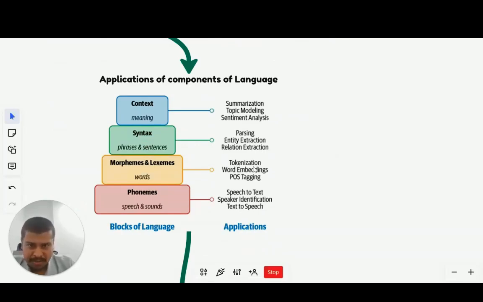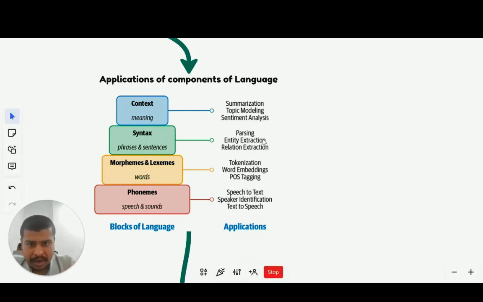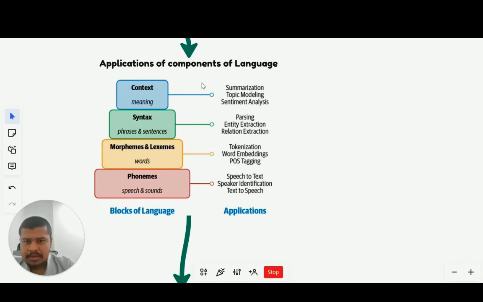Applications of components of language. From the phonetics, phonemes, we'll be able to use them for converting speech to text or speaker identification or text to speech. For morphemes and lexemes, we'll be able to tokenize them. I'll be going through in detail about each and every technique mentioned here. This is just for reference. We'll see each and every technique mentioned here in specific details, right? This is just for your overview, right? So these different techniques can be done using each and every component of the language.